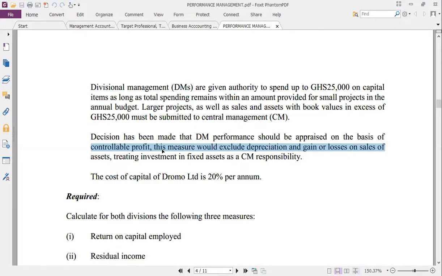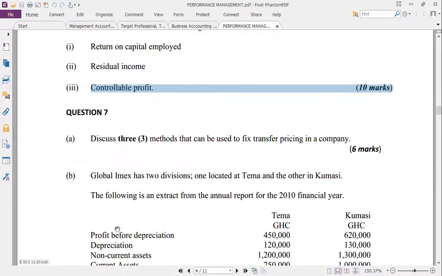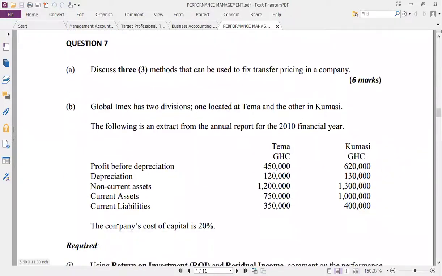20% per annum. Required. Calculate for both division on the following three measures. 1. Return on capital employed. That's a return on investment. 2. Residual income. 3. Controllable profits. Controllable profits. We are done. Now let's move on. All these ones are your past questions selected. Discuss three methods that can be used to fix transfer pricing.